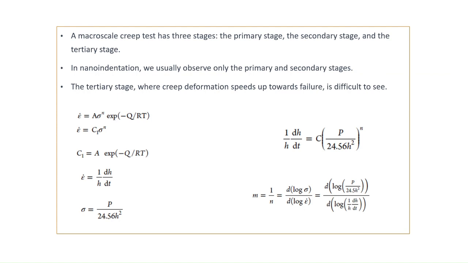And a macro-scale creep test has three stages. First, primary stage, then secondary stage, and tertiary stage. In nanoindentation, we usually observe only the primary and secondary stage, and the tertiary stage, where creep deformation speeds up toward failure, is difficult to see. And creep strain rate sensitivity, m, is a parameter that shows how a material behaves under long-term stress. It tells about the material's resistance to gradual deformation.